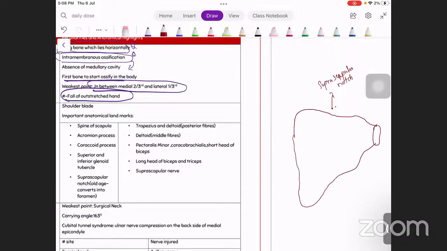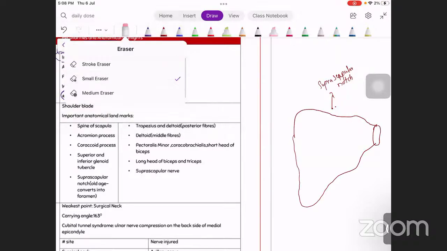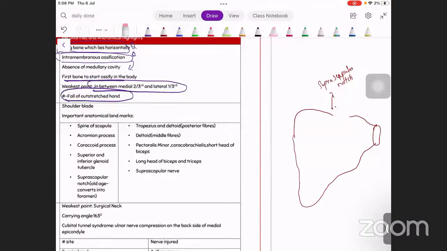Consider this is your glenoid labrum, and this is your suprascapular notch. The suprascapular notch is the structure where you see your suprascapular nerve passing through. What is the structure which is passing through the suprascapular notch? Suprascapular nerve. The name itself stands. Whatever the name of the anatomical structure, the name of the nerve will pass.